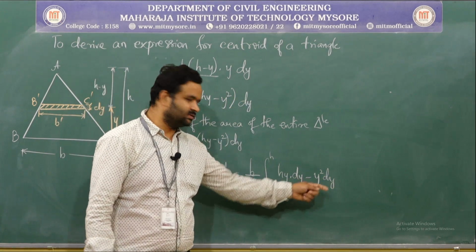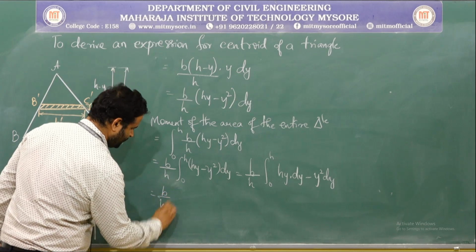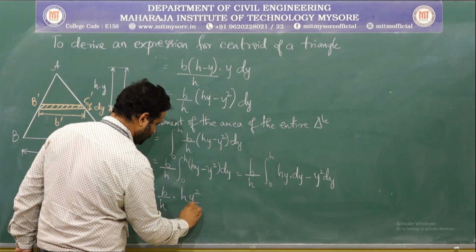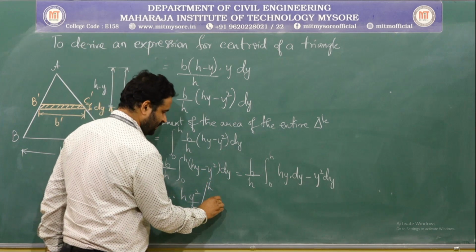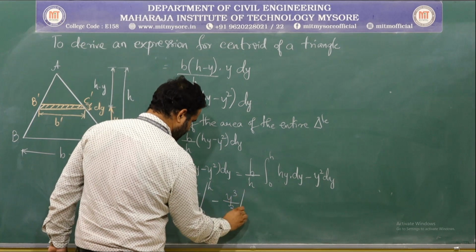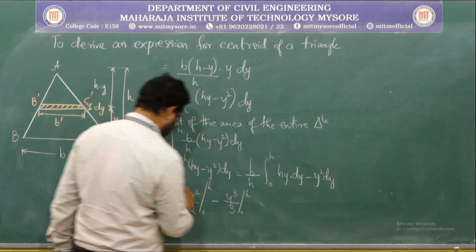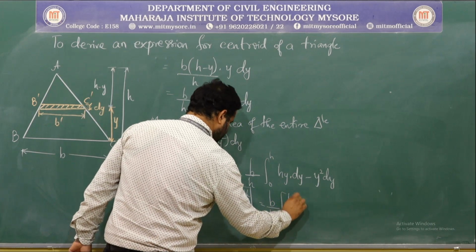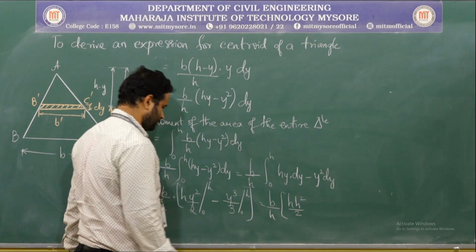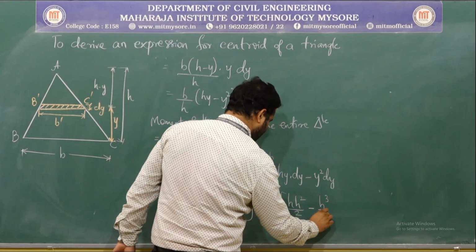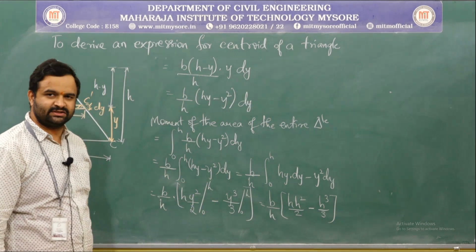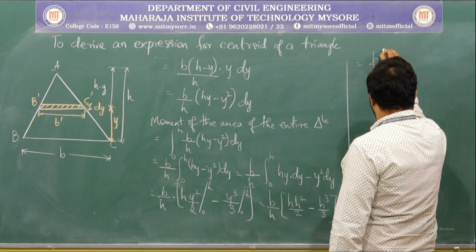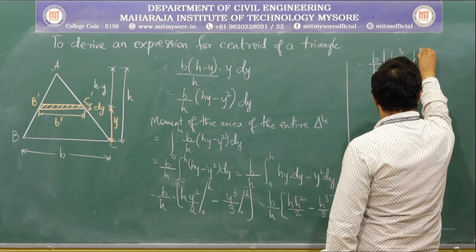Now, on integrating the terms, we get b by h, so into h, y dy is nothing but y square by 2, and the limits 0 to h, minus y cube by 3, limits 0 to h. That can be written as b by h into h square by 2 minus h cube by 3. Now if you observe, h into h square is nothing but h cube. That is b by h into h cube by 2 minus h cube by 3.